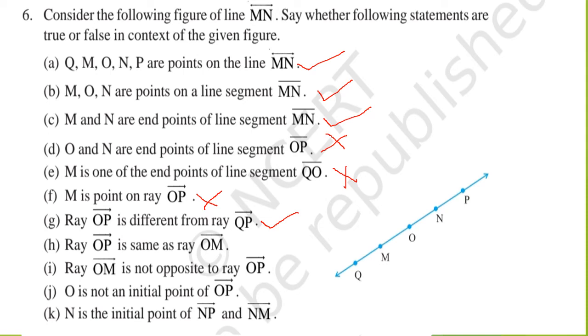Ray OP is same as ray OM. False. Ray OM is not opposite to ray OP. False. O is not an initial point of OP. False. N is the initial point of ray NP and ray NM. True.